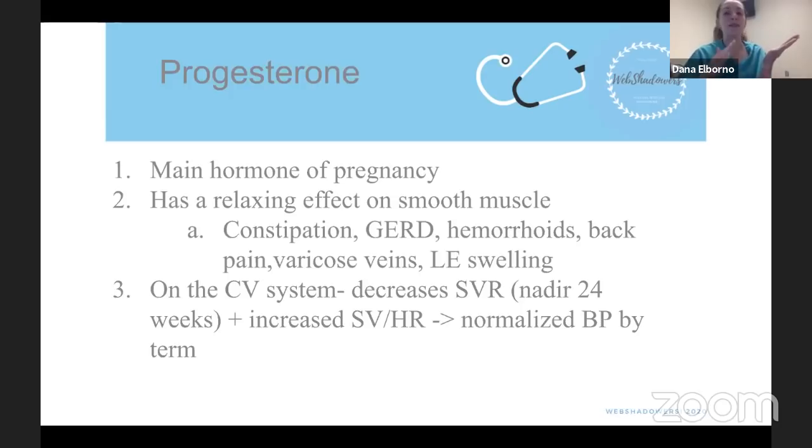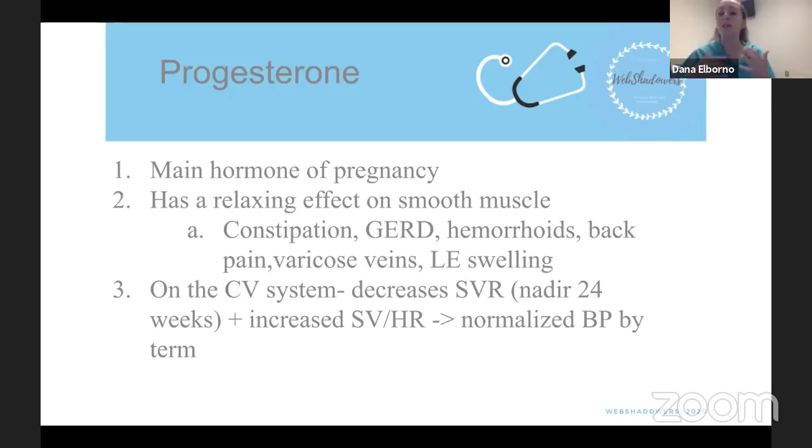This nadirs around the middle of pregnancy, around 24 weeks, and it's accompanied with an increased heart rate because when your vessels relax, it sends a reflex response to hormones in your body to increase your heart rate to maintain your blood pressure. And it also is accompanied with an increased circulating blood volume from, again, some physiologic changes in pregnancy that anticipate increased blood flow need to the uterus and also anticipate blood loss at the time of delivery.